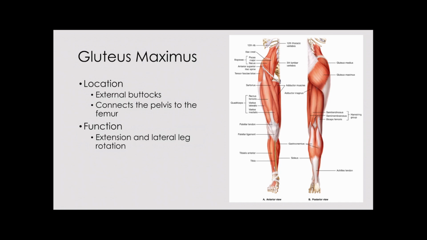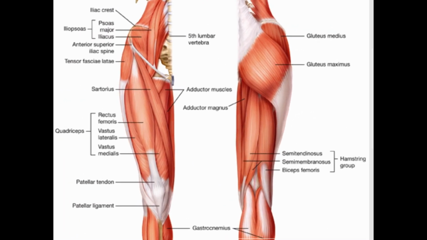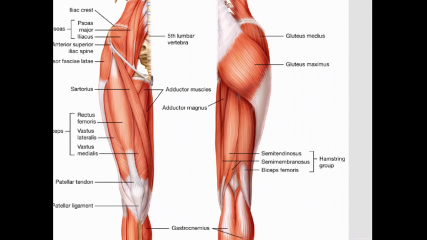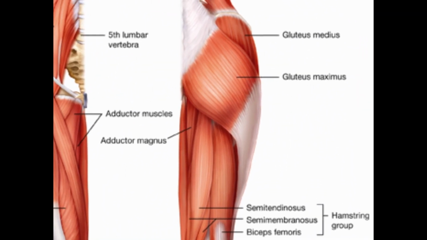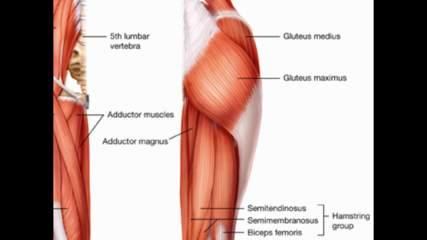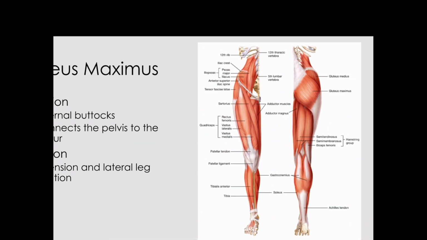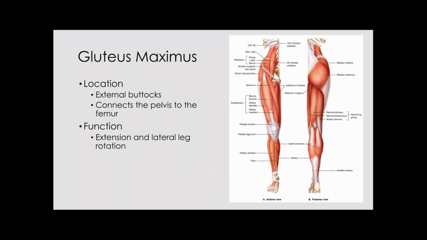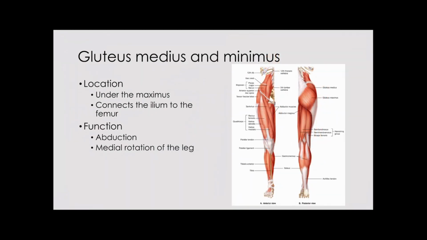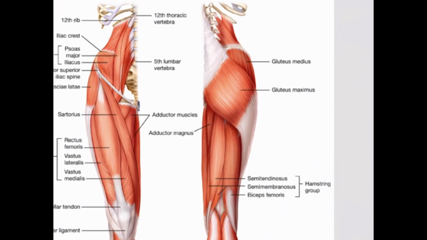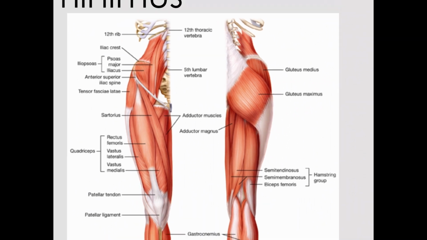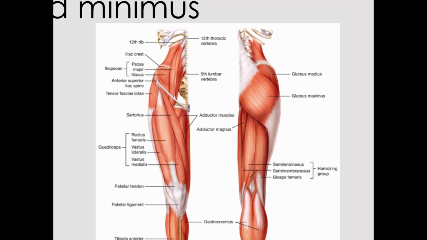The first thing is your hip muscles. The first one is called your gluteus maximus. You probably heard of this one. This is literally the external part that makes up your butt. And it connects your pelvis to your femur. You can see that right here, your gluteus maximus on the right. It's connecting your pelvic bone to your femur. And this is going to help with extension and lateral leg rotation as well.